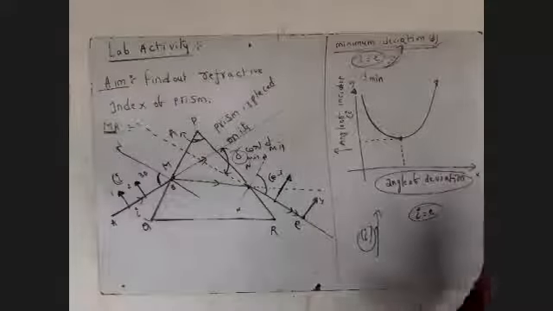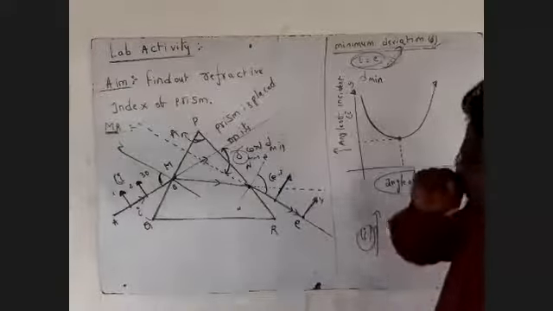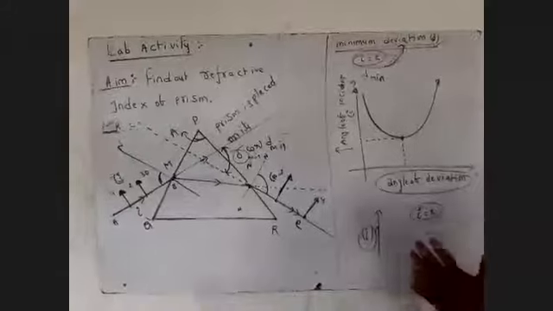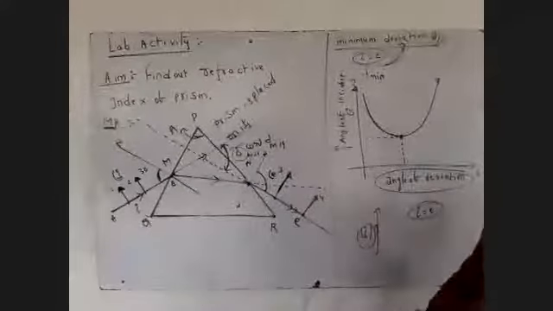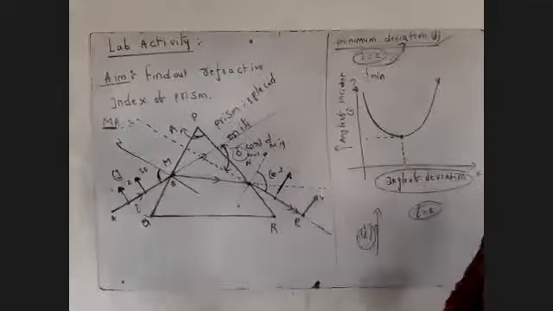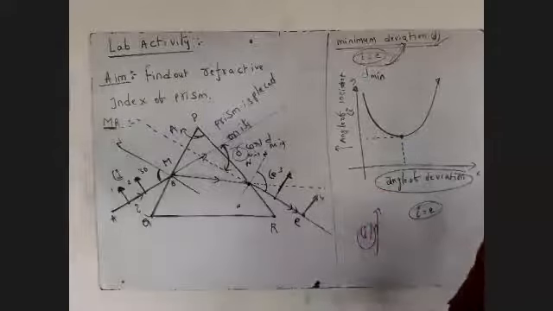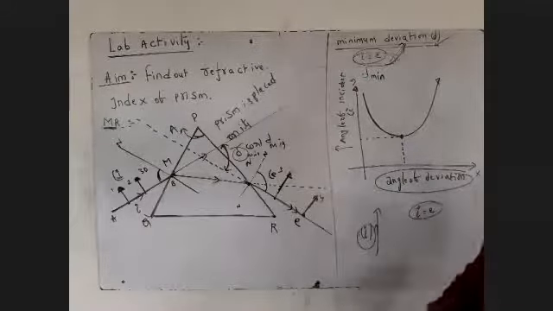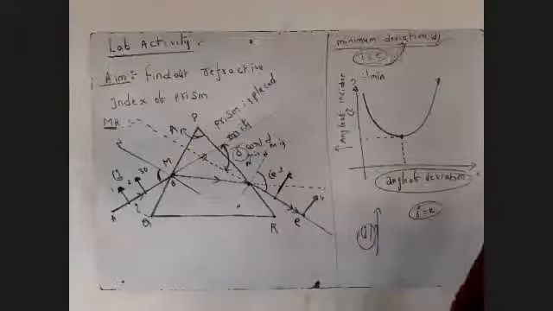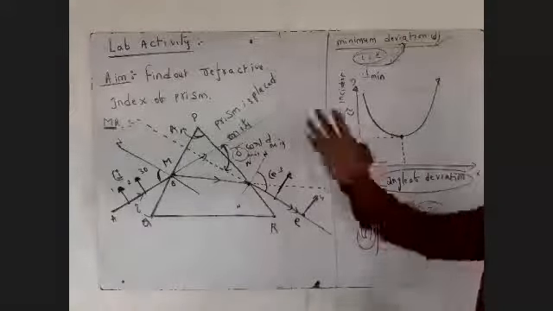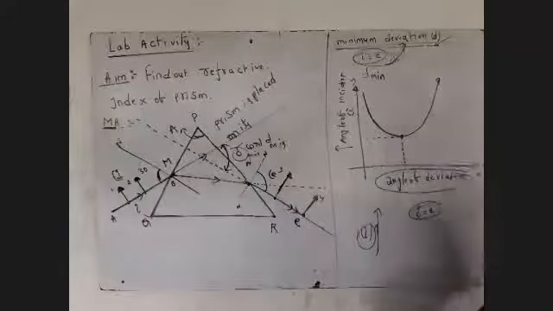This is a lab activity, a practical we have to do in the lab to find out the refractive index of the prism. So we collect some values: we take the angle of incident values and angle of deviation, and we find the refractive index of the prism. How can we find it?